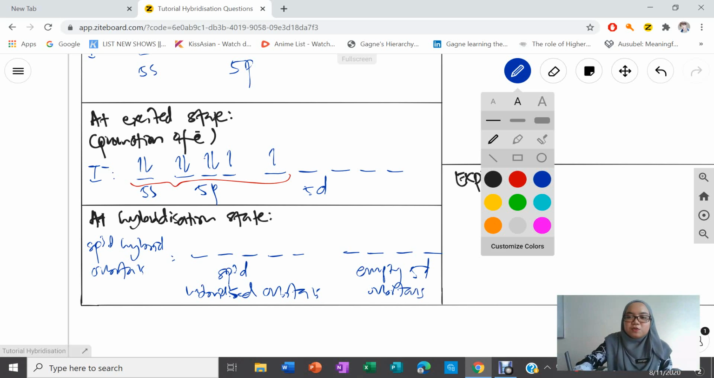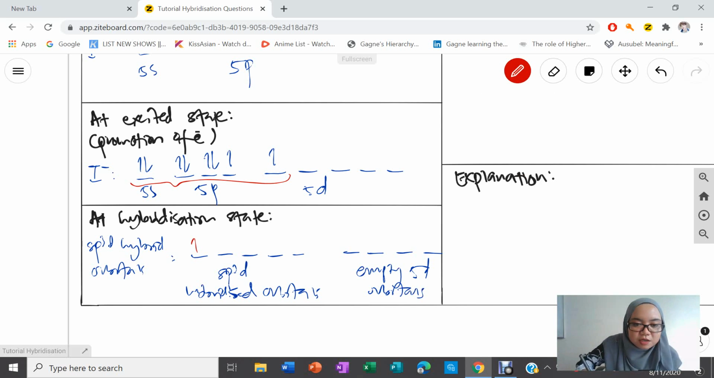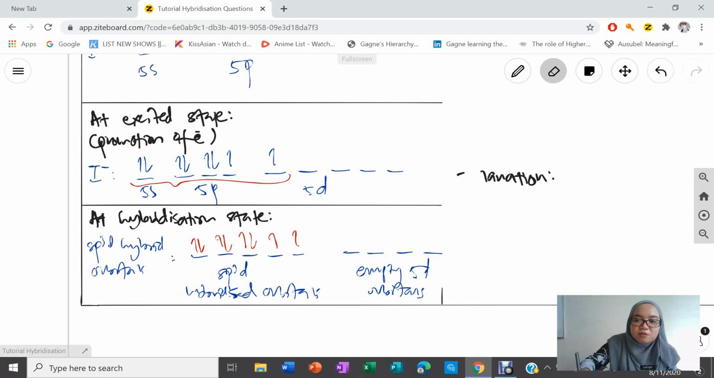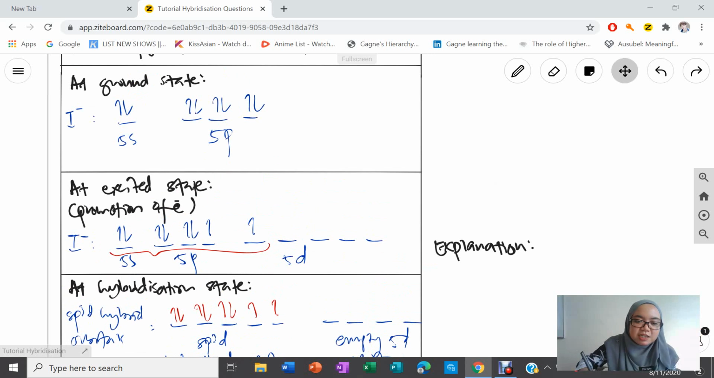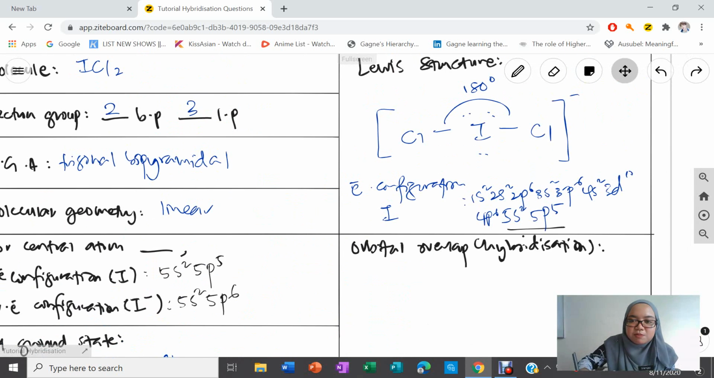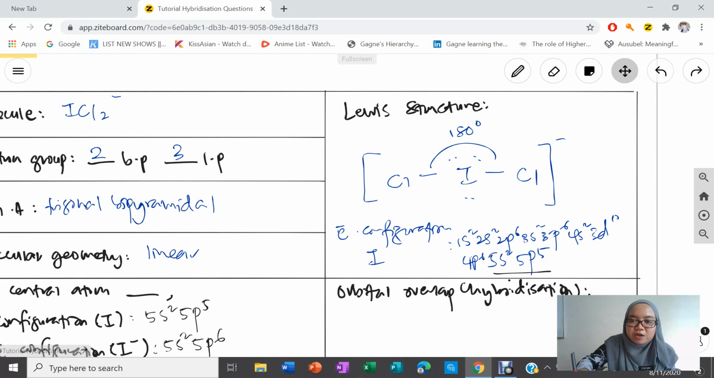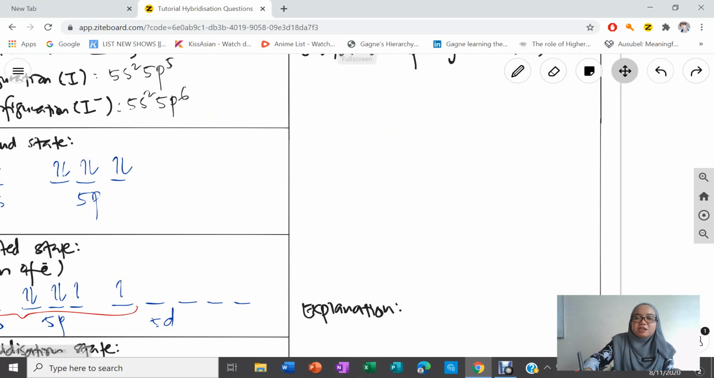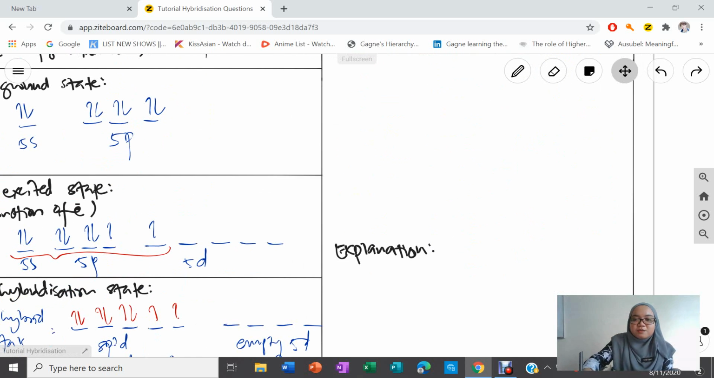So if we want to draw, this is how we draw. 1, 2, 3, 4. Draw it back here. 5, 6, 7, 8. Okay, if we look at the Lewis structure, check whether there are 3 lone pairs and 2 unpaired electrons to form sigma bond. Yes, 1, 2, 3 lone pairs, 1, 2 unpaired to form sigma bond. So yes, now we can draw the orbital overlapping.